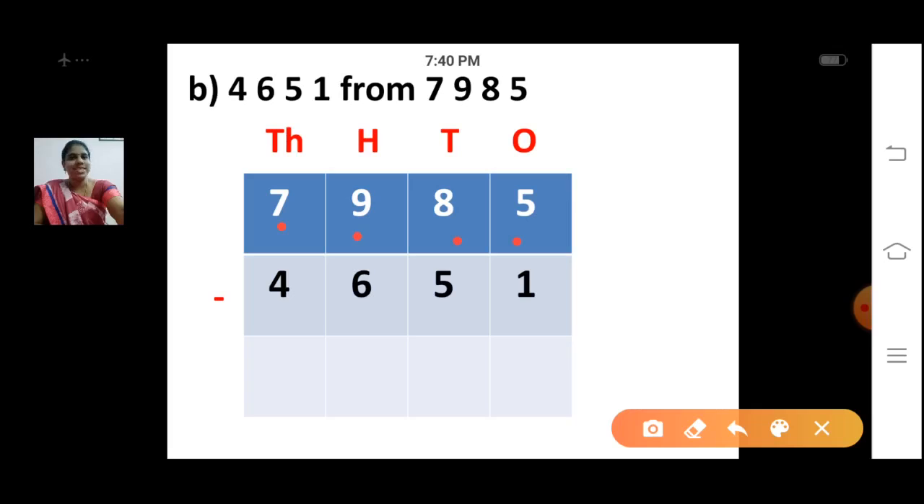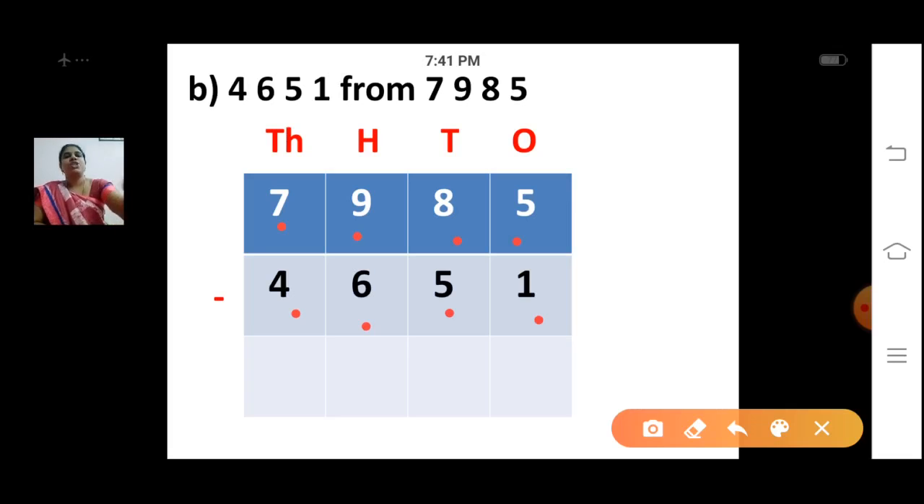So 4,651: 1 in the ones place, 5 in the tens place, 6 in the hundreds place, 4 in the thousands place. Let's subtract these two numbers. 7,985 minus 4,651. First, where do we have to start?